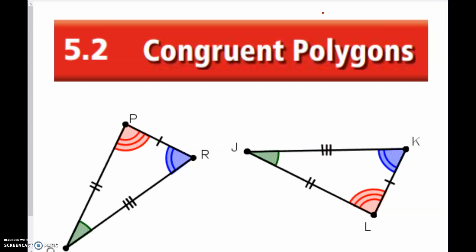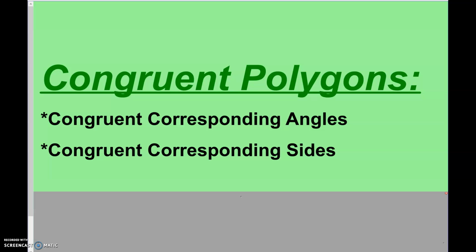We're in the midst of chapter 5, and today we are going to be covering section 2, which is talking about congruent polygons. So remember, to be a congruent polygon, you first and foremost have to have the same shape. You cannot be comparing a triangle to a quadrilateral. So they first and foremost have to be the same shape. And then remember that corresponding angles need to be congruent.